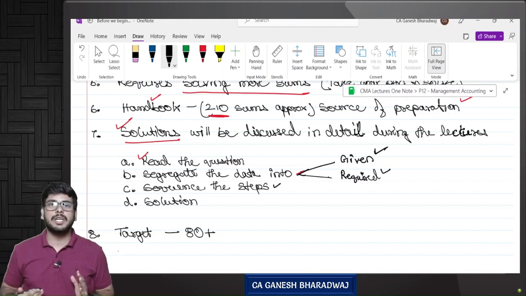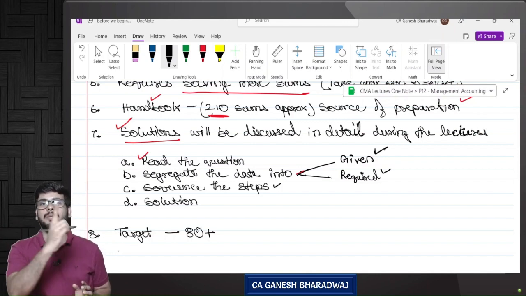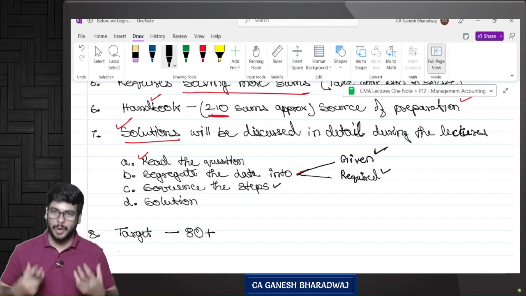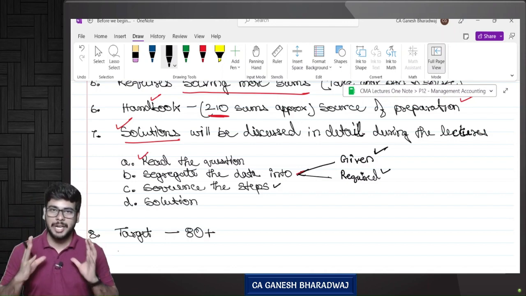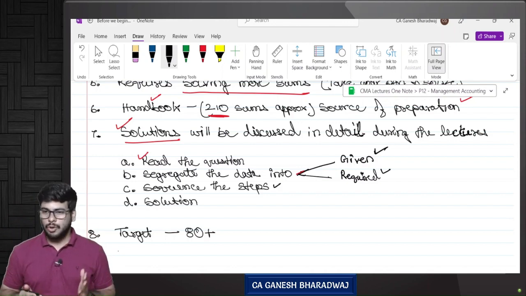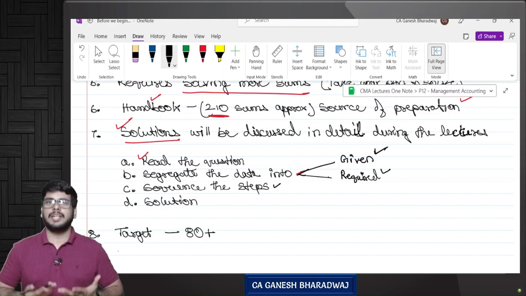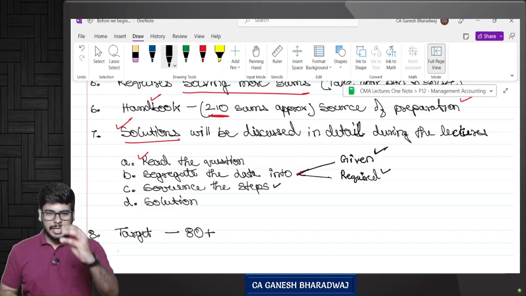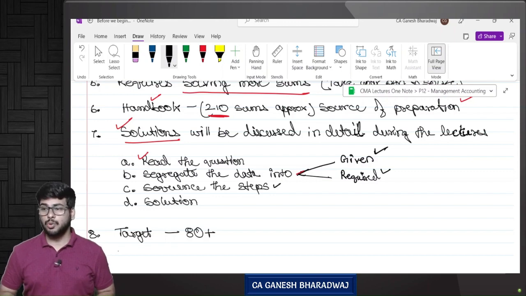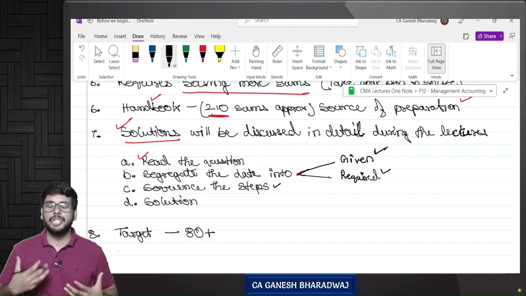Sir, how do I sequence the steps? This is where conceptual understanding of the subject is required. That is where I'm going to come in and give you the value addition. Just by looking at the solution, you cannot understand why. Sir, question number 1 has only 5 steps, question number 2 has 7 steps. Both come from the same concepts. Why? That is where I'm going to give you a value addition.